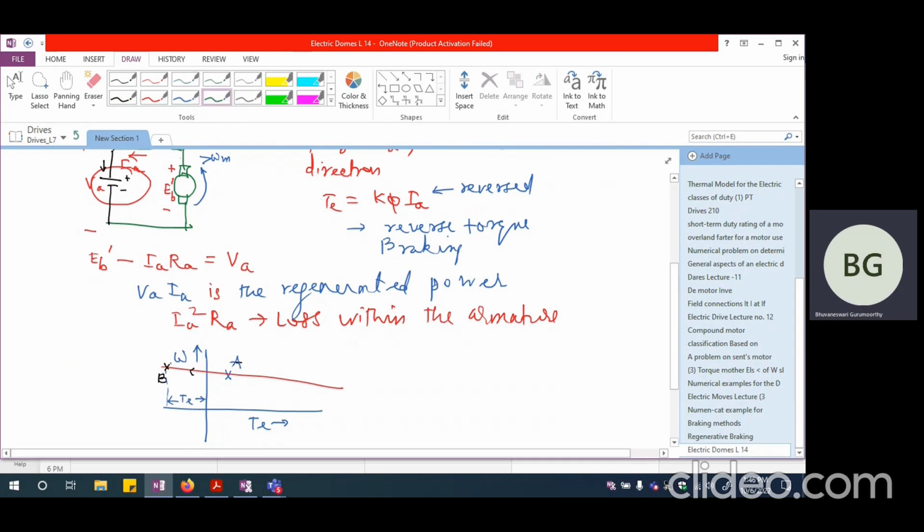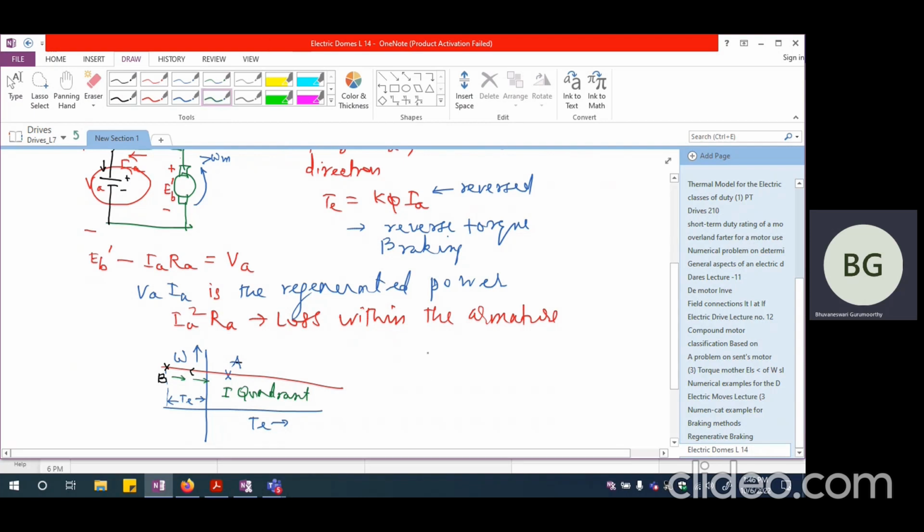So slowly the machine is going to traverse this characteristic. And once it reaches the first quadrant of operation, then again the torque will be positive. So it will not be able to regenerate anymore, or supply back the kinetic energy after converting it into electrical energy anymore. It cannot do that.